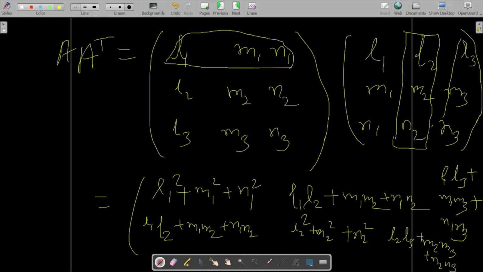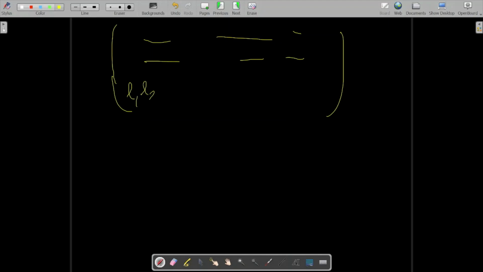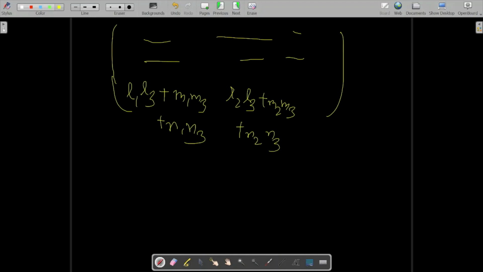And the last row, let me write on the next page, the last row of that matrix. Okay, the last row which you will get will look something like this: L1 L3 plus M1 M3 plus N1 N3. Okay, then you have L2 L3 plus M2 M3 plus N2 N3. Then you have L3 square over here.